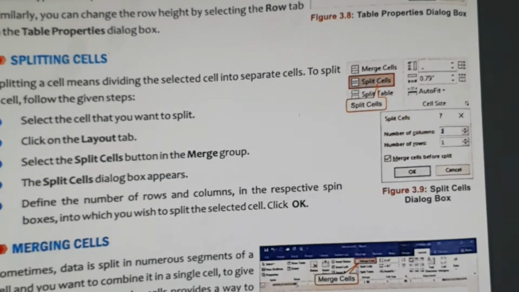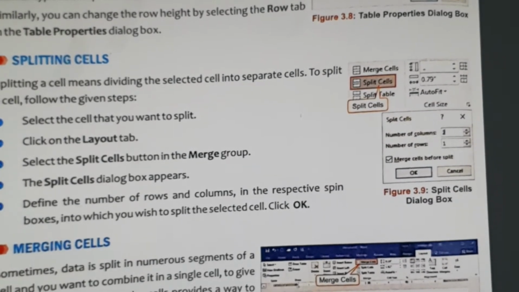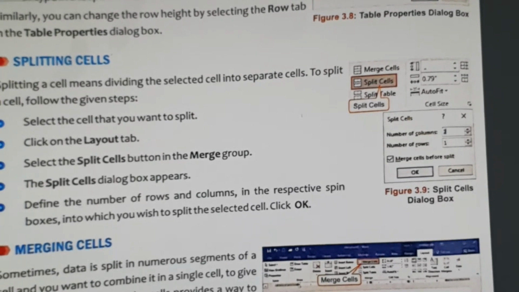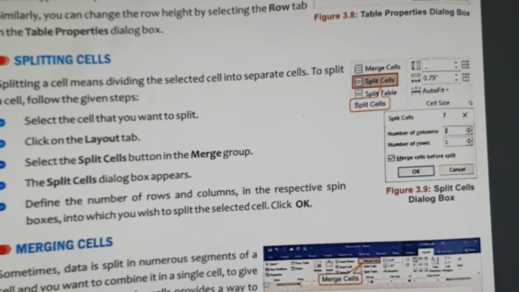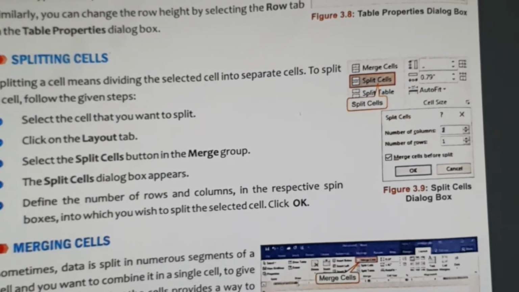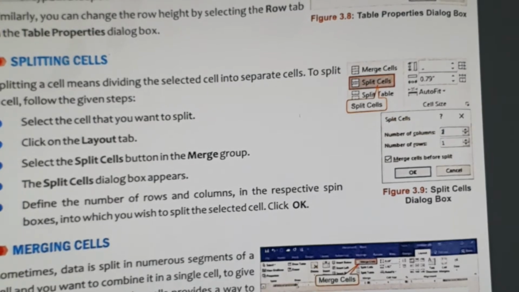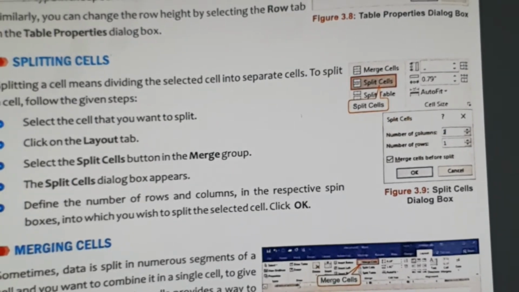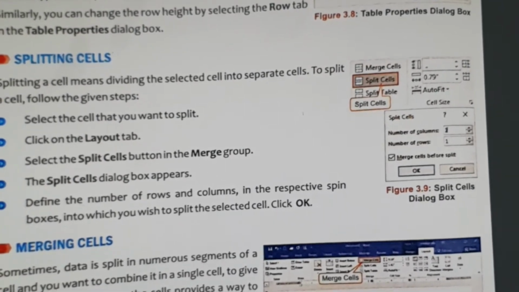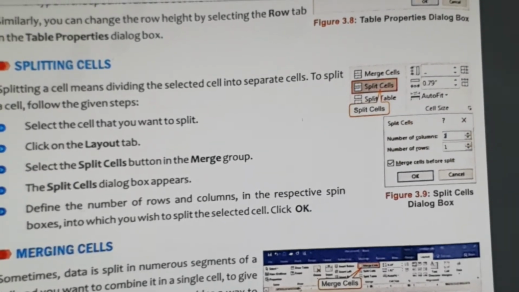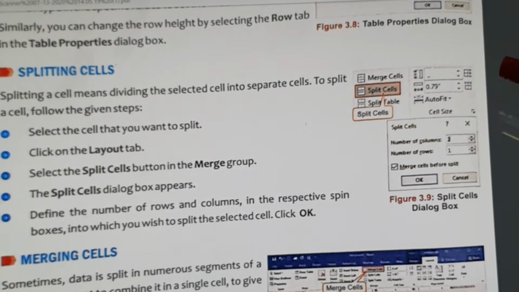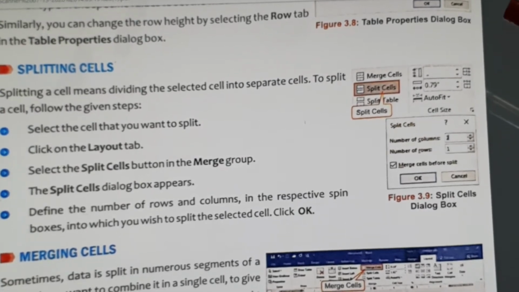A dialog box will appear in which we have to mention into how many parts we have to break or divide one cell. Suppose one cell we have to divide into 2 parts, then we have to mention 2. If we want to divide the cell into 3 parts, then we have to mention 3. This type of dialog box will appear. We will see now on MS Word how we will split the cells.